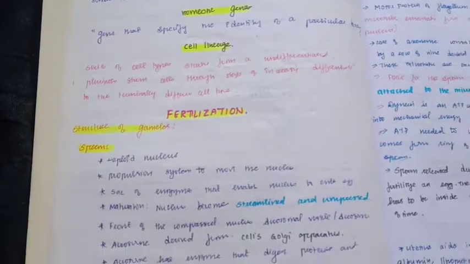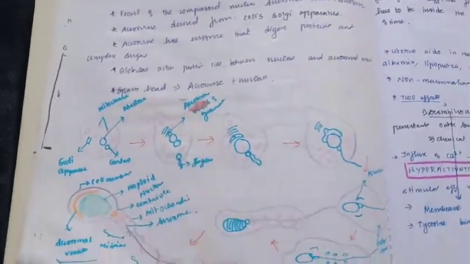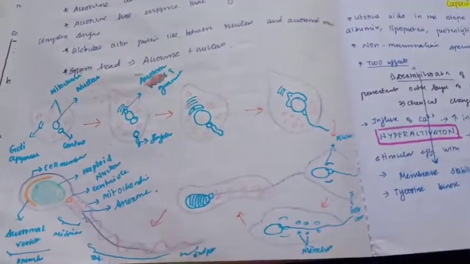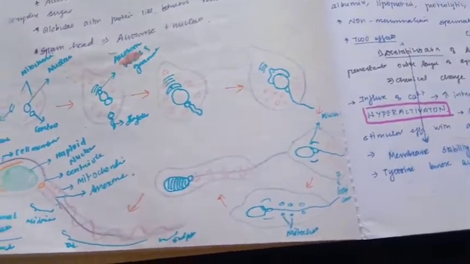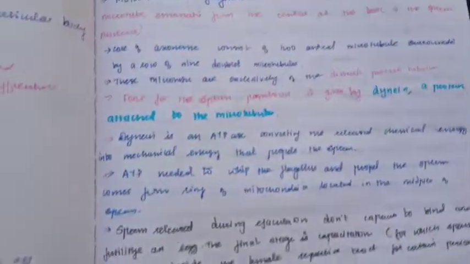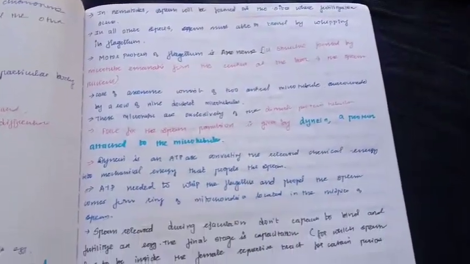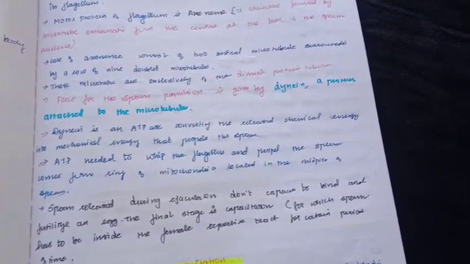And fertilization. I'll draw the diagram roughly only, friends, based on my knowledge. I'll use a red color pen, black, sky blue and others.